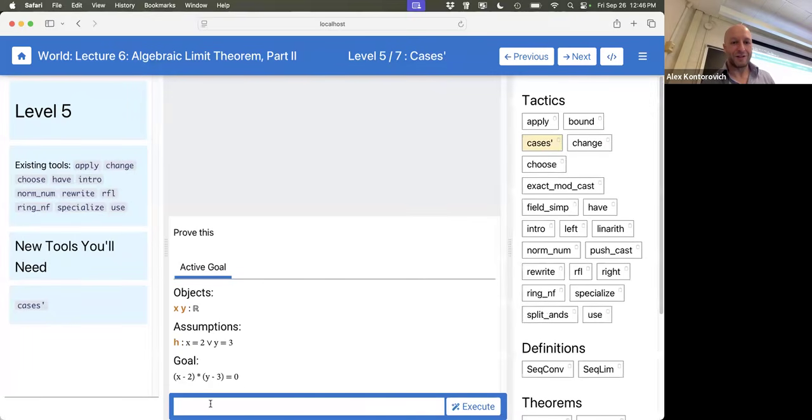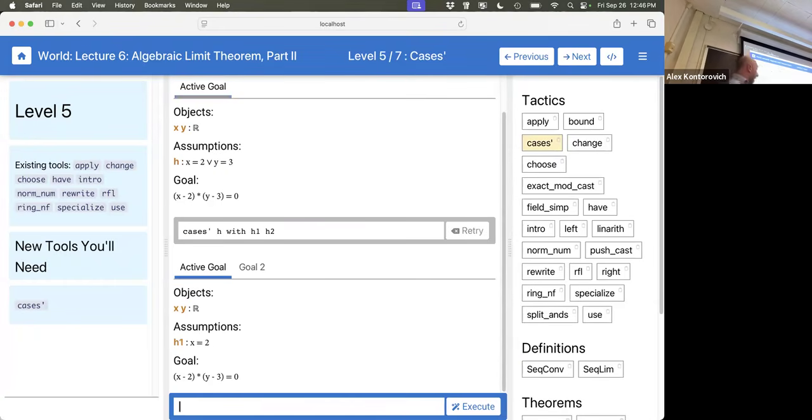How do you do this? So we know that either x is equal to 2 or y is equal to 3, and we have to prove that (x - 2)(y - 3) is equal to 0. Sean? Cases' h with h1, h2.